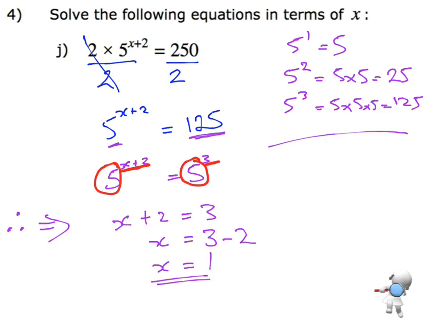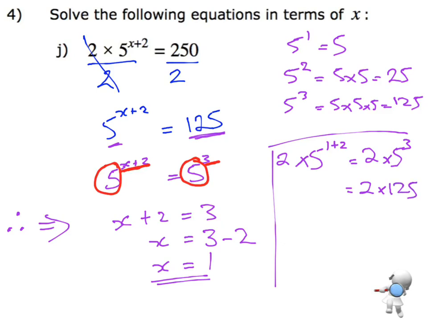Now, if I want to check that solution, I can go back to the original equation. 2 times 5 to the power of 1 plus 2. So 1 plus 2 is 3. So that's saying 2 times 5 to the power of 3. Now, 5 to the power of 3, we just know there is 125, and 2 times 125 is 250. That is the value I started with, so I know that I've got the solution correct.